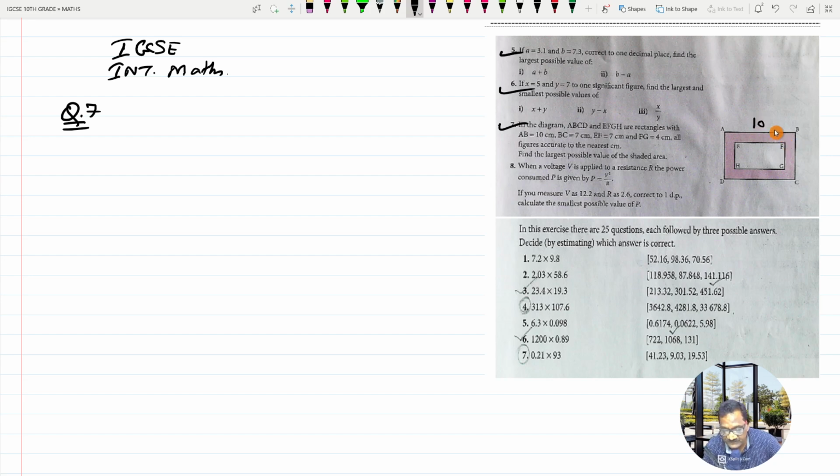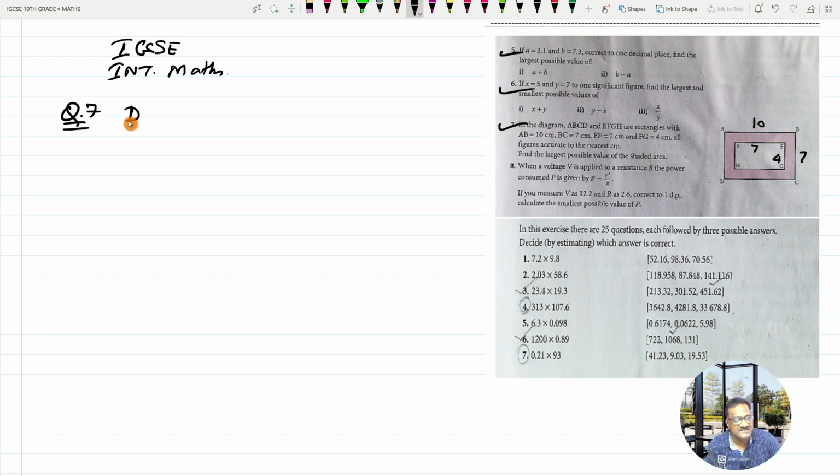AB is 10 centimeter, BC is 7 centimeter, this is 7 centimeter. And then again EF is 7 centimeter, so this is also 7 centimeter. And FG is given as 4 centimeter, so this is 4 centimeter, right? So these are the two rectangles with the dimensions. Further, he says that all these lengths, 10 centimeter, 7 centimeter, 7 centimeter, 4 centimeter, are accurate to the nearest centimeter.